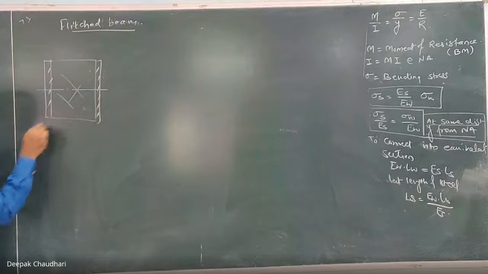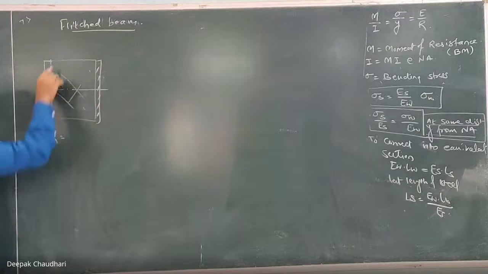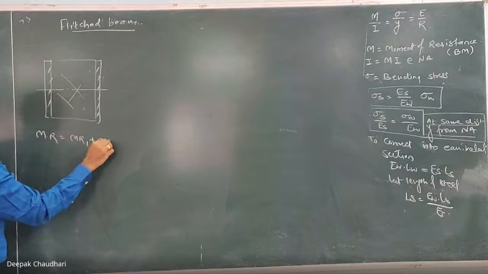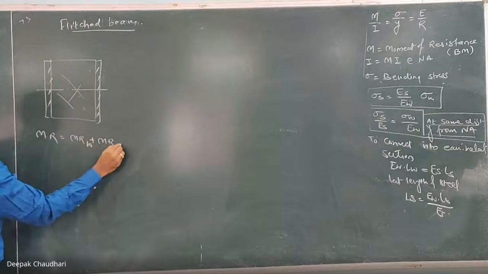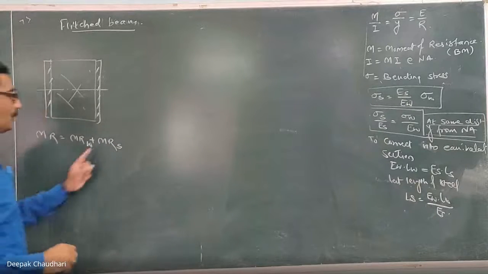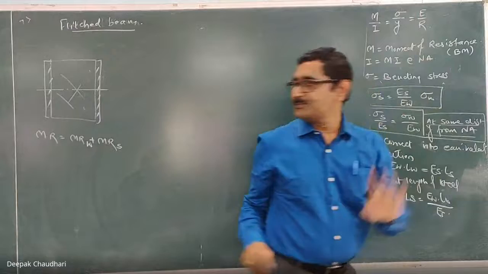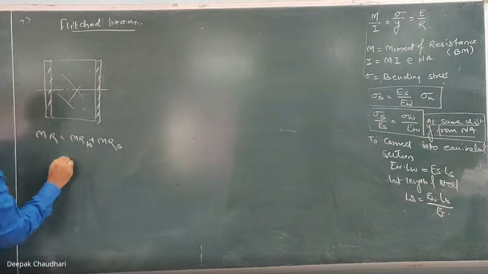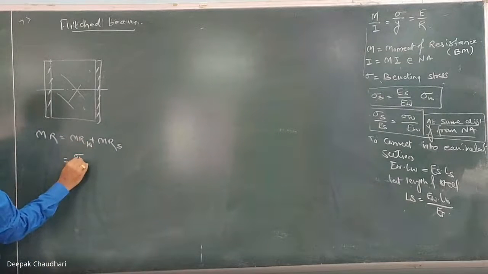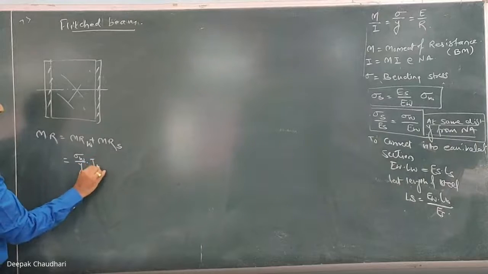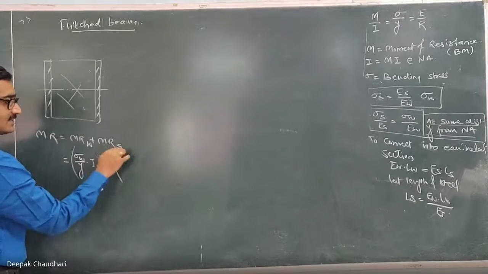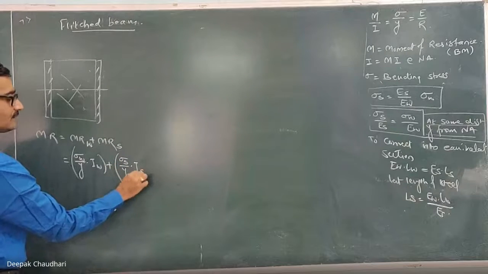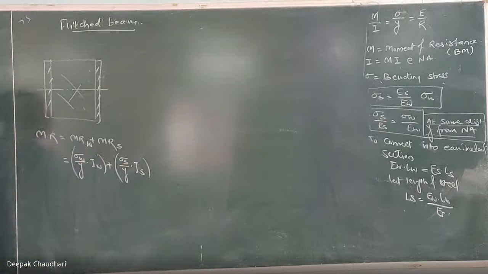Now in a flitched beam, the total moment of resistance of this composite section is the moment of resistance of material number 1 plus the moment of resistance of material number 2, or the moment of resistance of wood plus the moment of resistance of the steel. We can calculate this moment of resistance using this formula. The moment of resistance of the wood can be written as the stress in the wood upon y into the moment of inertia of the wood, plus the moment of resistance of the steel, which is the stress in the steel at a distance of y into the moment of inertia of the steel. Like this, you can calculate the total moment of resistance.